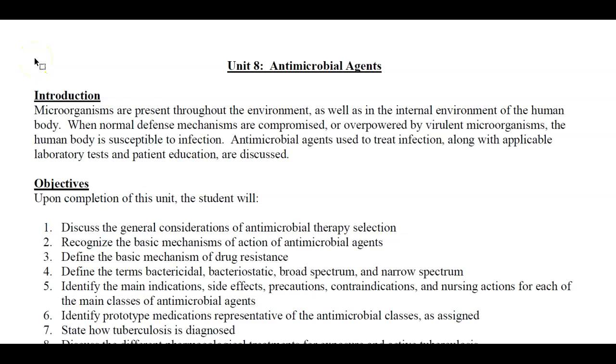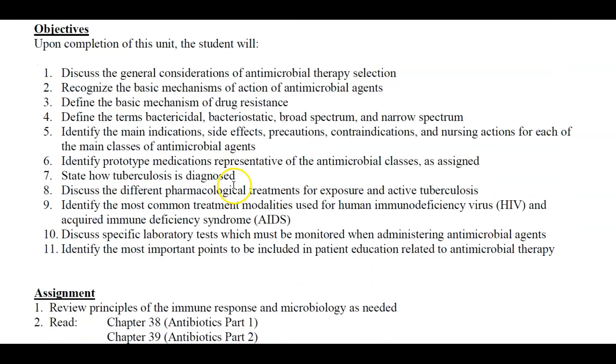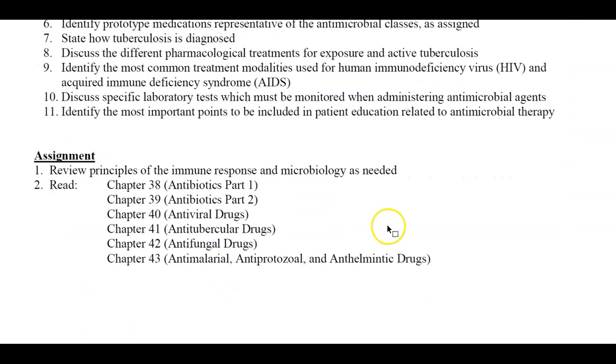Unit 8, Antimicrobial Agents. Microorganisms are present throughout the environment as well as the internal environment of the human body. When normal defense mechanisms are compromised or overpowered by virulent microorganisms, the human body is susceptible to infection. Antimicrobial agents used to treat infection, along with applicable lab tests and patient education, are discussed. Here are your objectives for this unit, and these are your reading assignments.